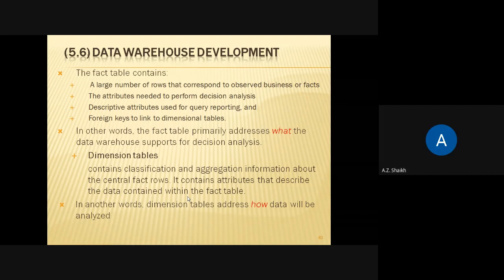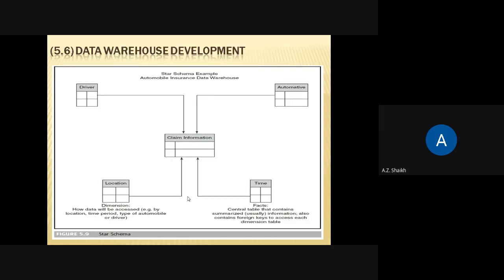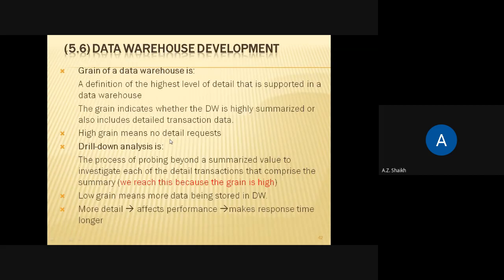Yes, ma'am. Okay, so this is the structure. Now here you are observing the star schema example of an automobile insurance data warehouse. This is the fact table, and here the dimension tables are there. Now we are discussing the next point, that is the grain of the data warehouse.